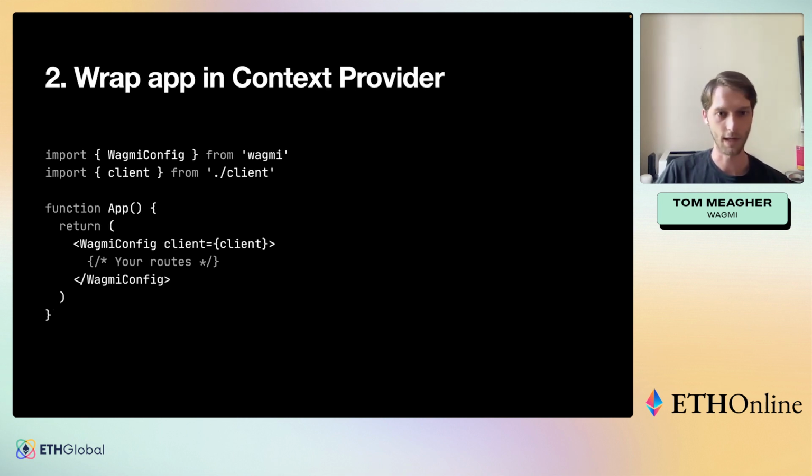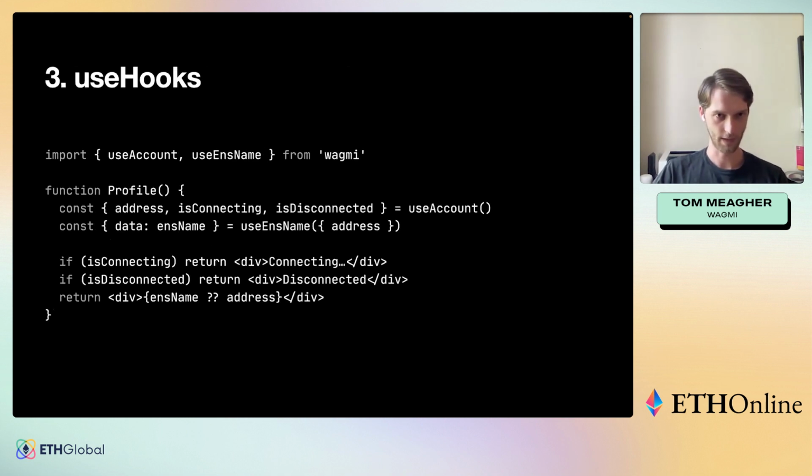So yeah, you create your client and then you wrap your app in a context provider. So you just import WagmiConfig, which is a React context provider, pass the client there, and then you're good to go. You can just start using the hooks. Like I said before, there's a bunch of them. Here's two of them as an example. Say we have a profile component and we want to render out the connected wallet address, and also optionally we'll fetch the ENS name when address is defined.